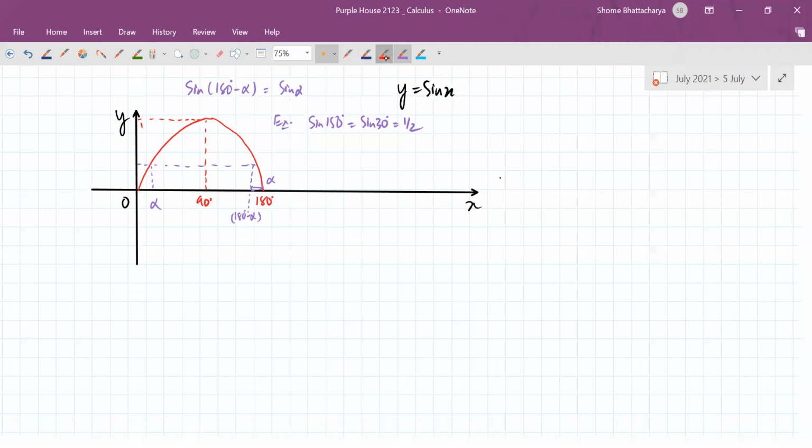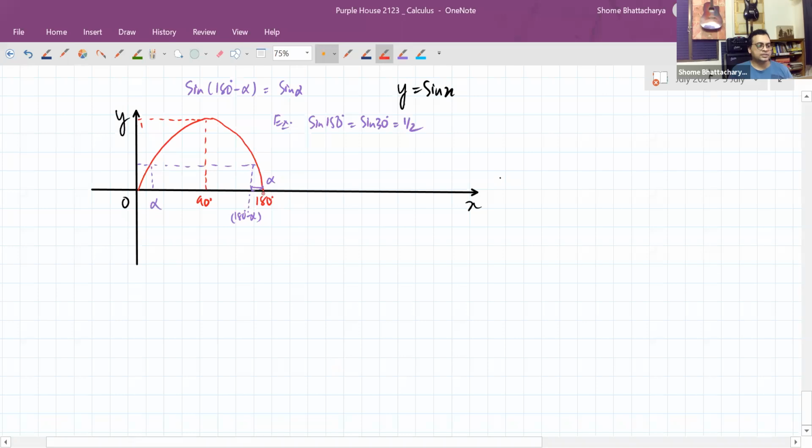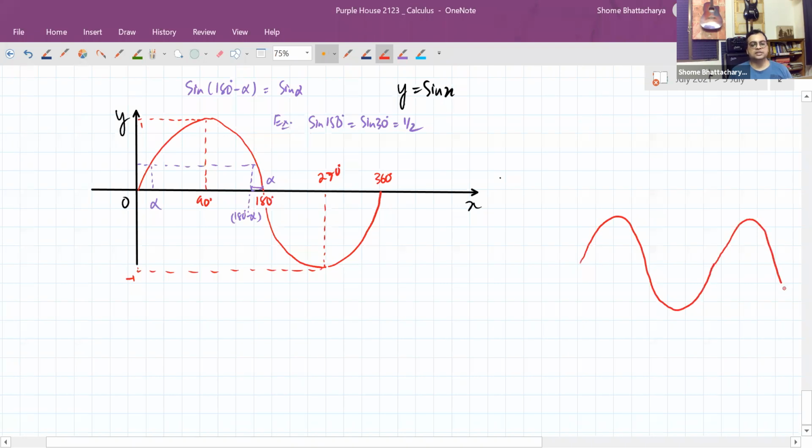Now as we go beyond 180, as we've seen in the diagram earlier, sine becomes negative in the third quadrant. By the time you reach 270, it becomes minus 1. And then in the fourth quadrant also sine is negative. By the time we come to 360, it comes back to 0. So the sine graph is basically a wave like this. It will keep going even beyond 360. Now it will repeat itself.